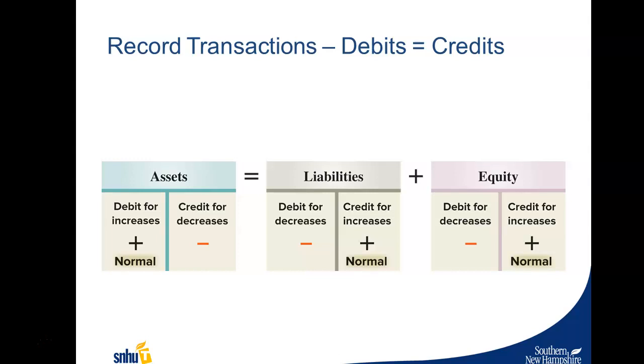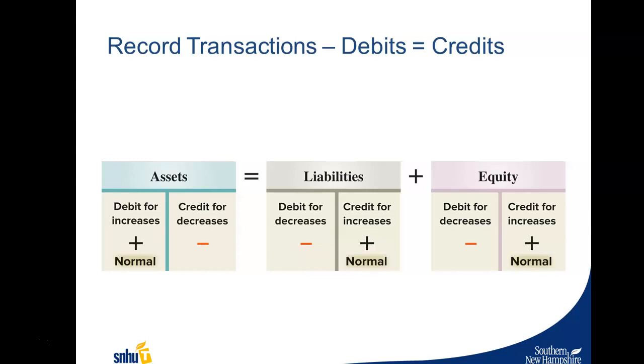Now, where does revenue fit in the scheme of things? Is revenue an asset? Is it a liability? Or is it equity? Well, revenue is an equity. So we know we're going to increase our revenue. So if we're going to increase our revenue or equity, we know we're going to credit it. And we already know that our accounts receivable is an asset. If we know accounts receivable is an asset and we're increasing it, we know that for assets, we have to debit it.